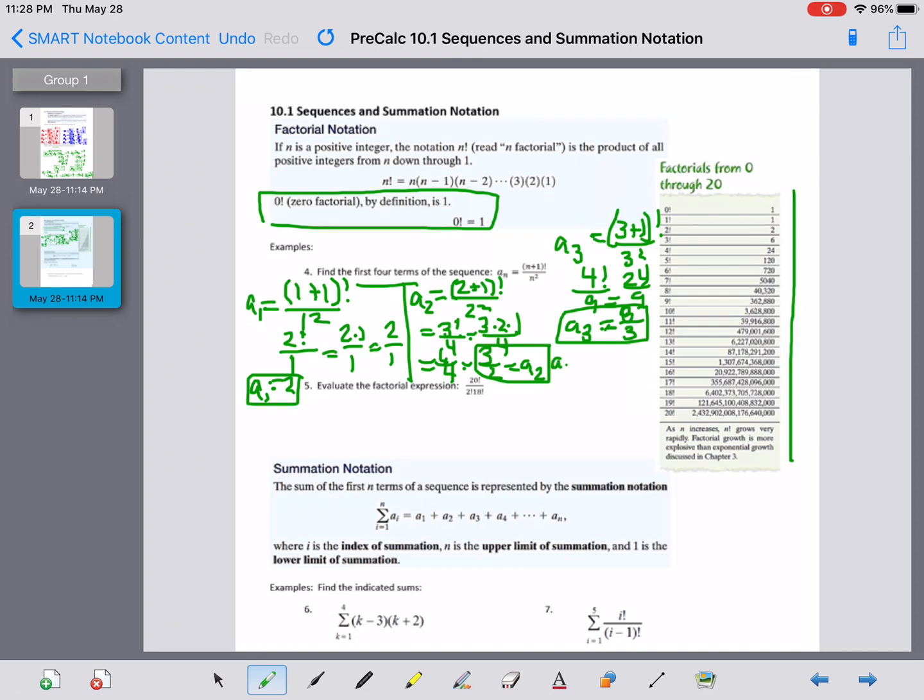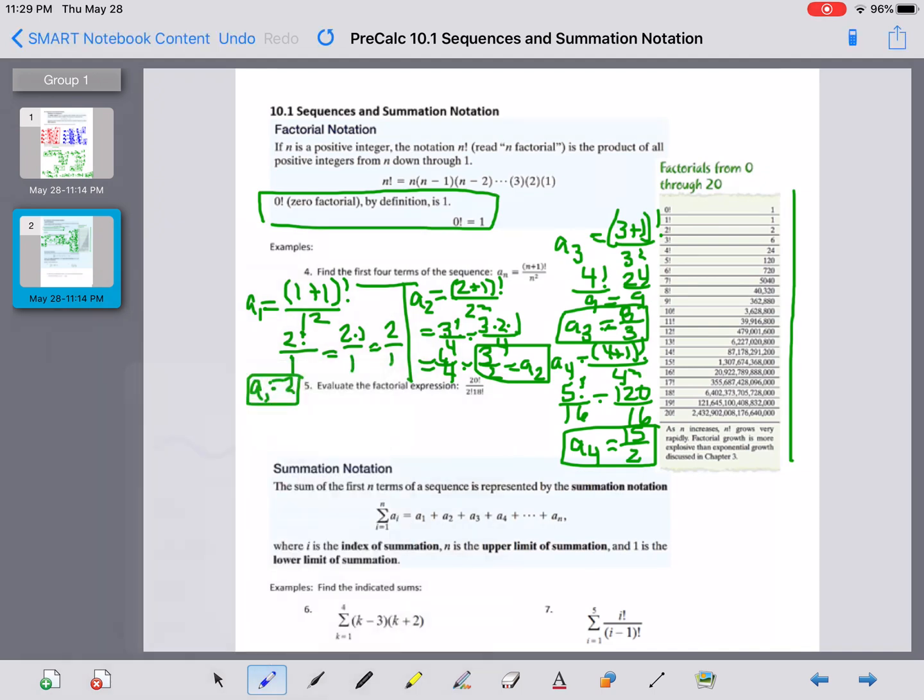So for a sub 4, I'm going to get 4 plus 1 factorial over 4 squared. That's 5 factorial over 16. For 5 factorial, I'm going to use the chart right here: 120 over 16, and that reduces to 15 over 2 when I divide by 8. So that's a finite sequence, and we stop at the 4th term.